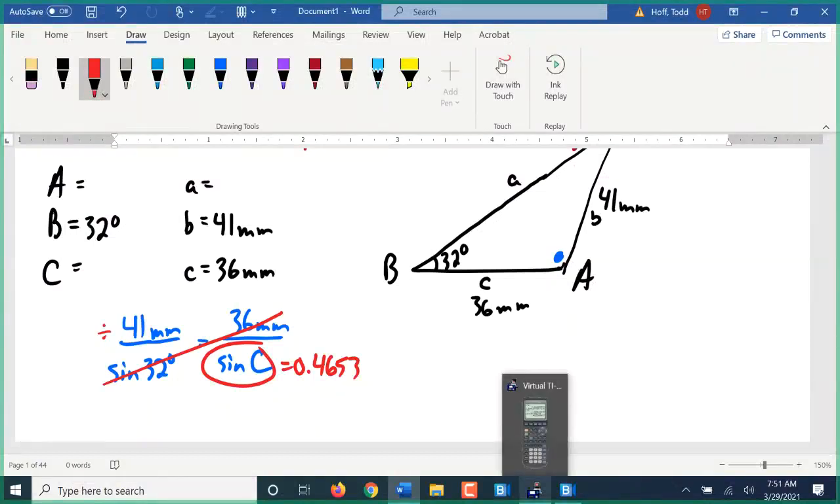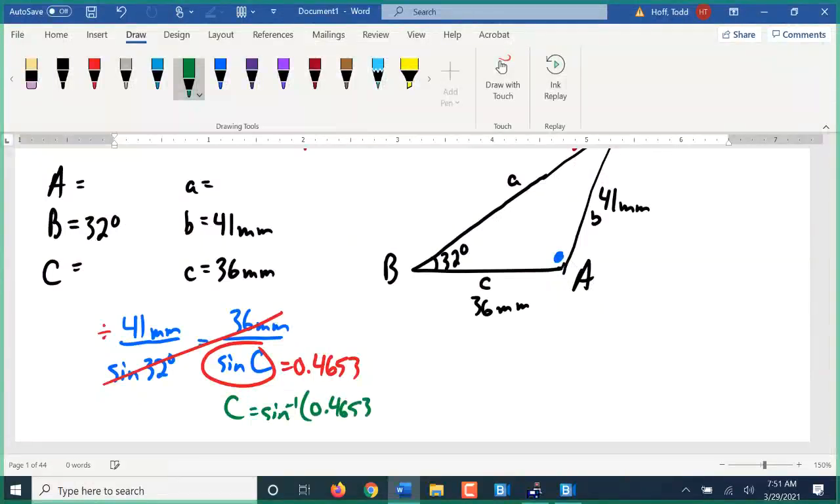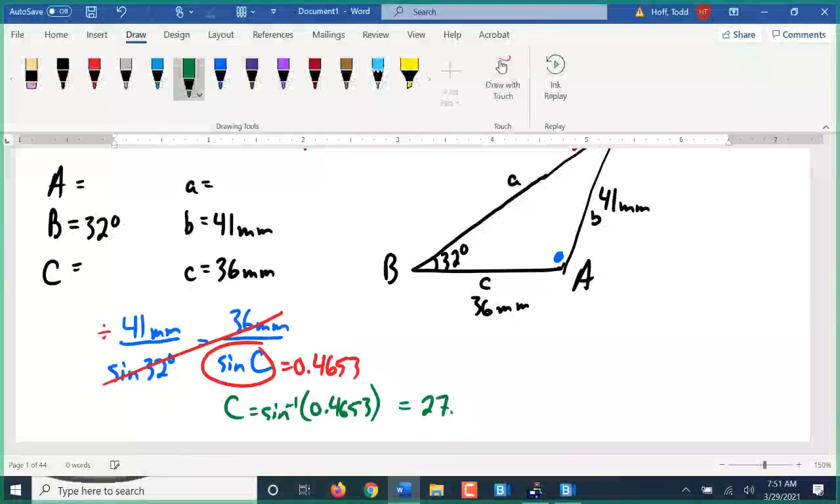Sine of angle C is 0.4653. So to find angle C, I have to do an inverse sine. Rather than type that back into the calculator, I leave it there because there are a lot of digits past the 0.4653. So I'm going to do second sine, or inverse sine, second answer, telling the calculator to look at that previous answer and use it, giving me 27.73 degrees.